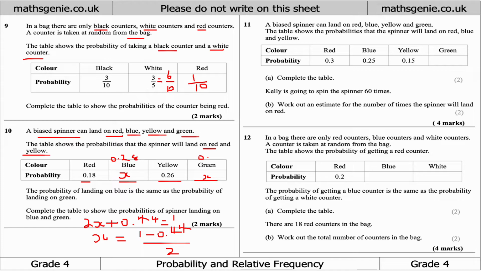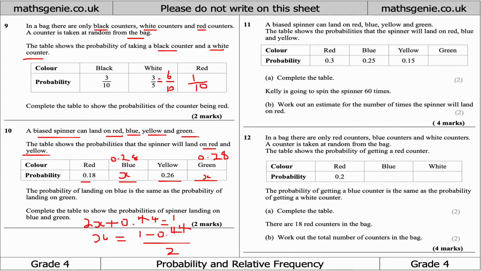But let's double check that we have actually answered the question. It says complete the table to show the probabilities of a spinner landing on blue and green. So we have answered the question. So that's how we solve that sort of problem.